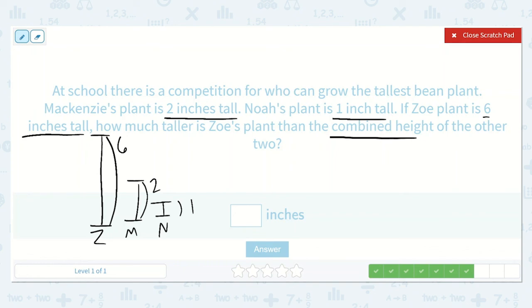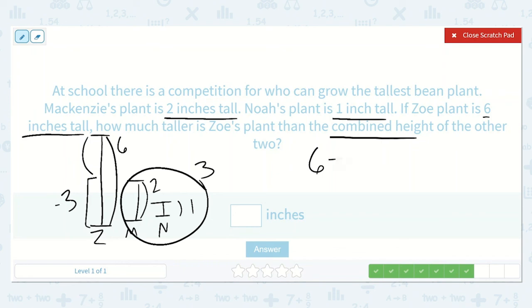So now we can see how much taller Zoe's plant is than the combined height. So we're going to combine these first. 2 plus 1. I know 2 plus 1 is 3 because it's just 1 more than 2. So we're wondering how much taller Zoe's is than the combined height. Well, we know that we're going to have to take away 3 because we already know that's the combined height. We want to find out what this extra is.